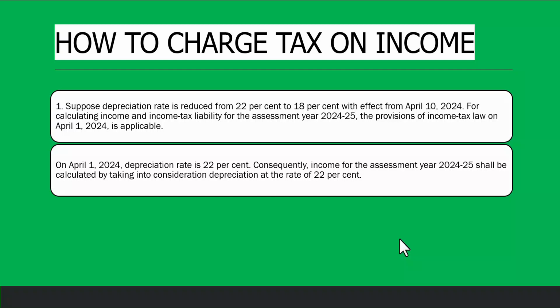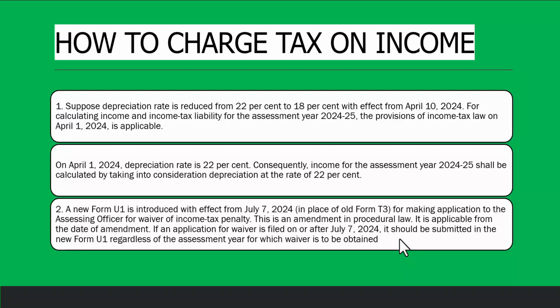Okay. Now, suppose the depreciation rate was 22%, which existed on 1st of April. But on 10th of April, the depreciation rate has changed from 22 to 18%. This will be applicable for the next assessment year and not for the assessment year which we are talking about. So the person has to claim depreciation at 22%. Okay, read this.